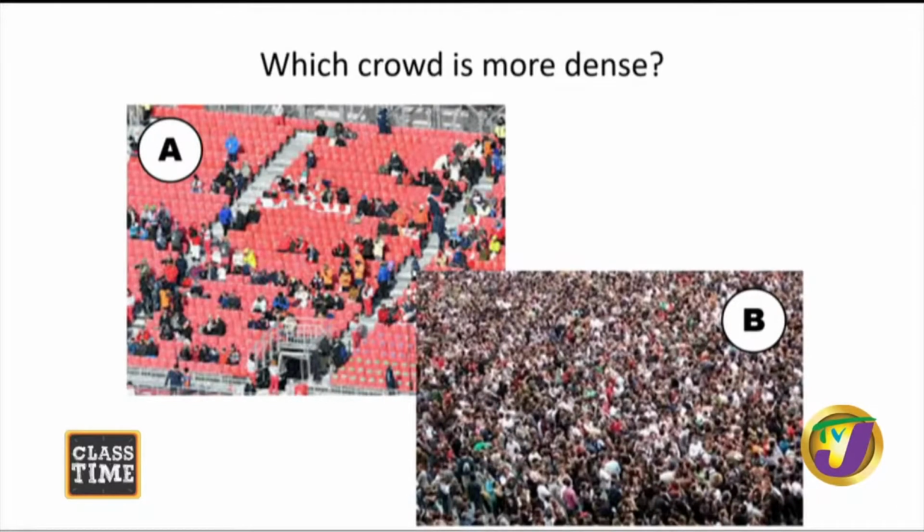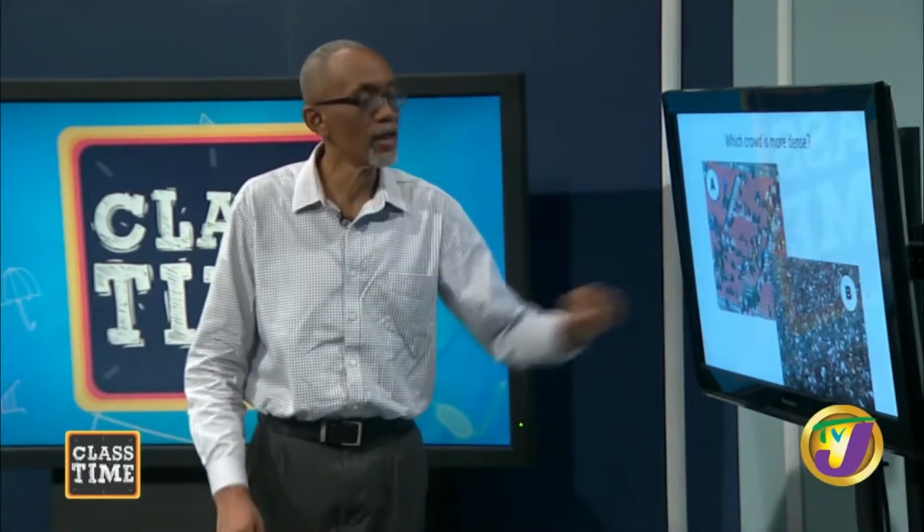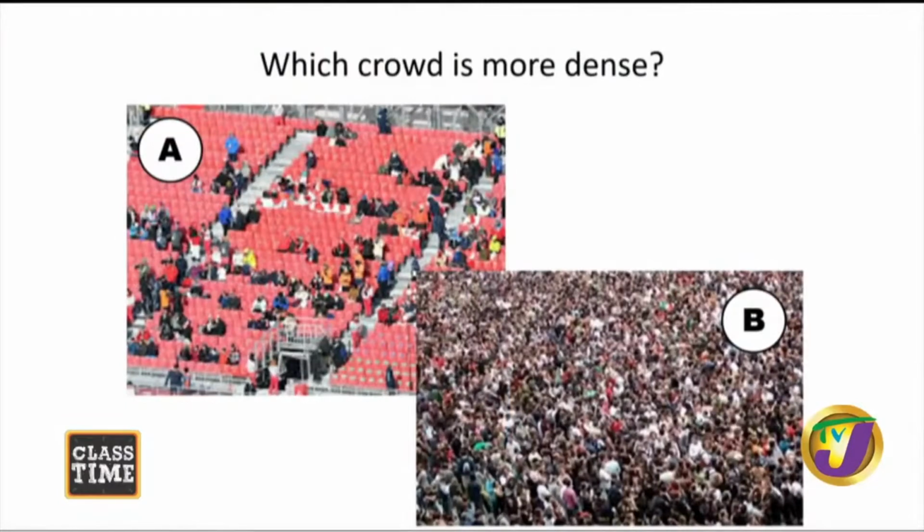I want you to look at these two photographs here, photograph A and photograph B. These are two crowds of people, right? And I would like you to answer this question. Take your pencil and write it down: in your opinion, in which crowd is more dense? Which crowd is more dense?